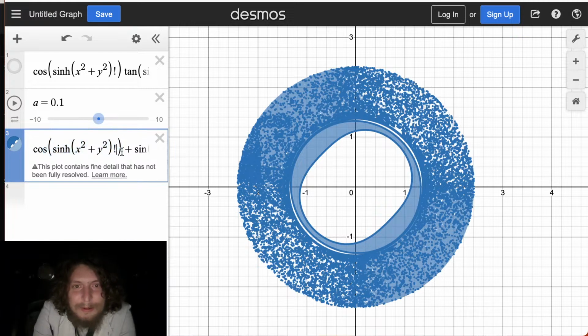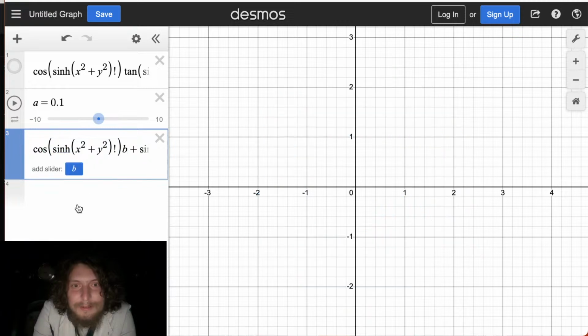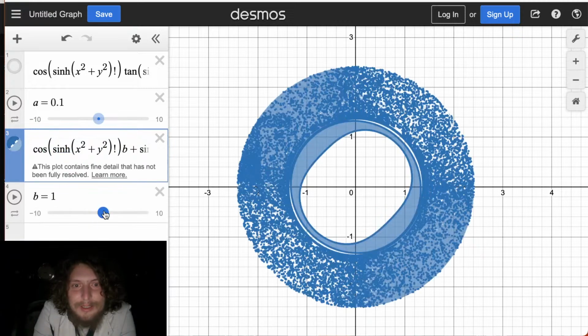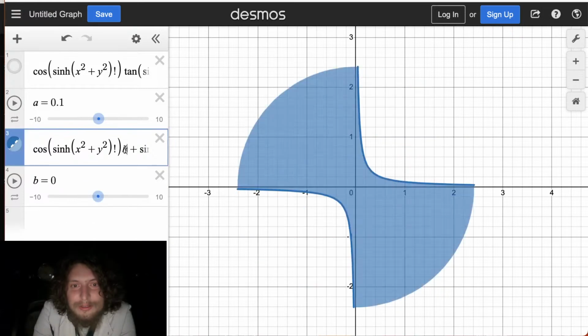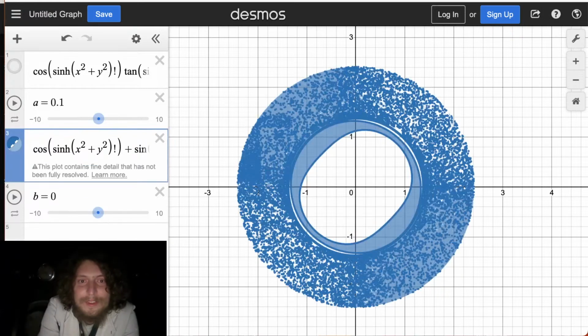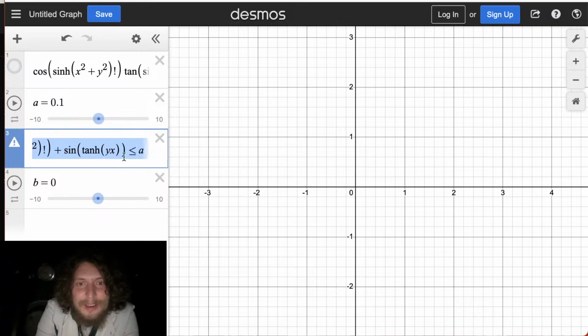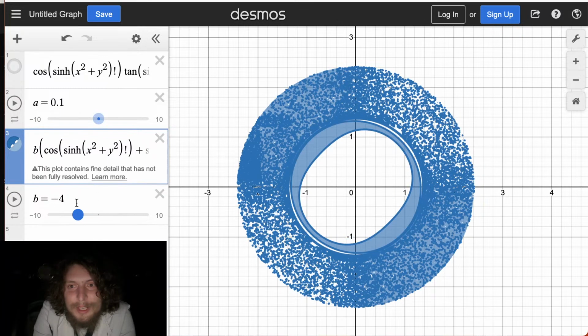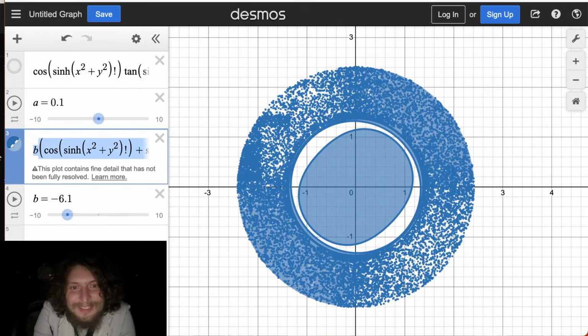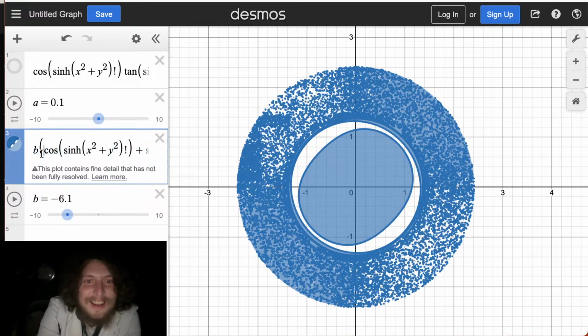Now, what if we want to change this circle a little bit? What if I multiply it by something? Will that even change it? No, it still wants to be in the circle. Okay, so what if I multiply the whole thing by a variable over here? It really wants to be in the circle. That's crazy. Okay.